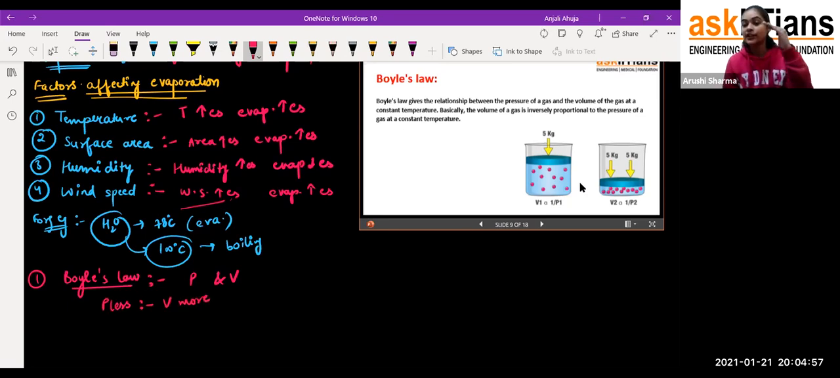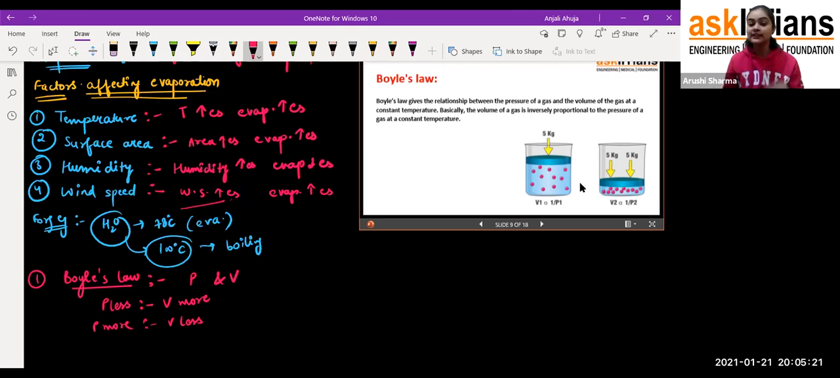Exactly. But when you apply 5 kilograms of pressure over it, the particles will come closer, and when the particles come closer, the volume is going to decrease. So you can say when the pressure is more, the volume is less. That means if I increase the pressure, the volume is going to decrease, and if I decrease the pressure, the volume is going to increase.